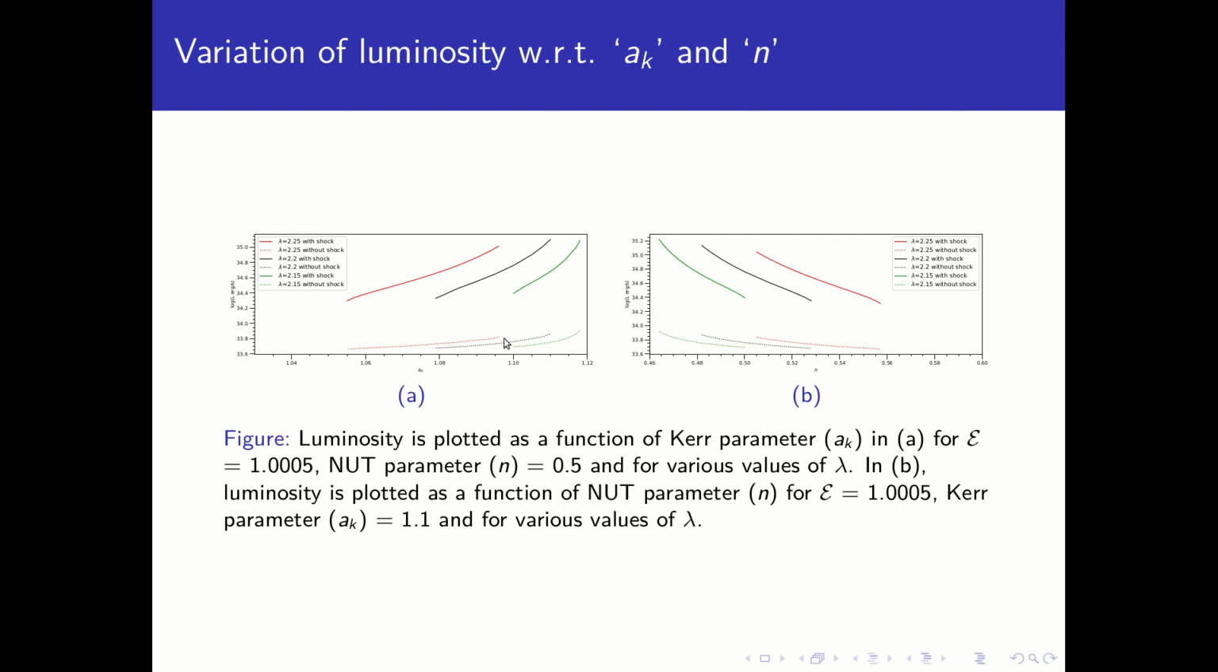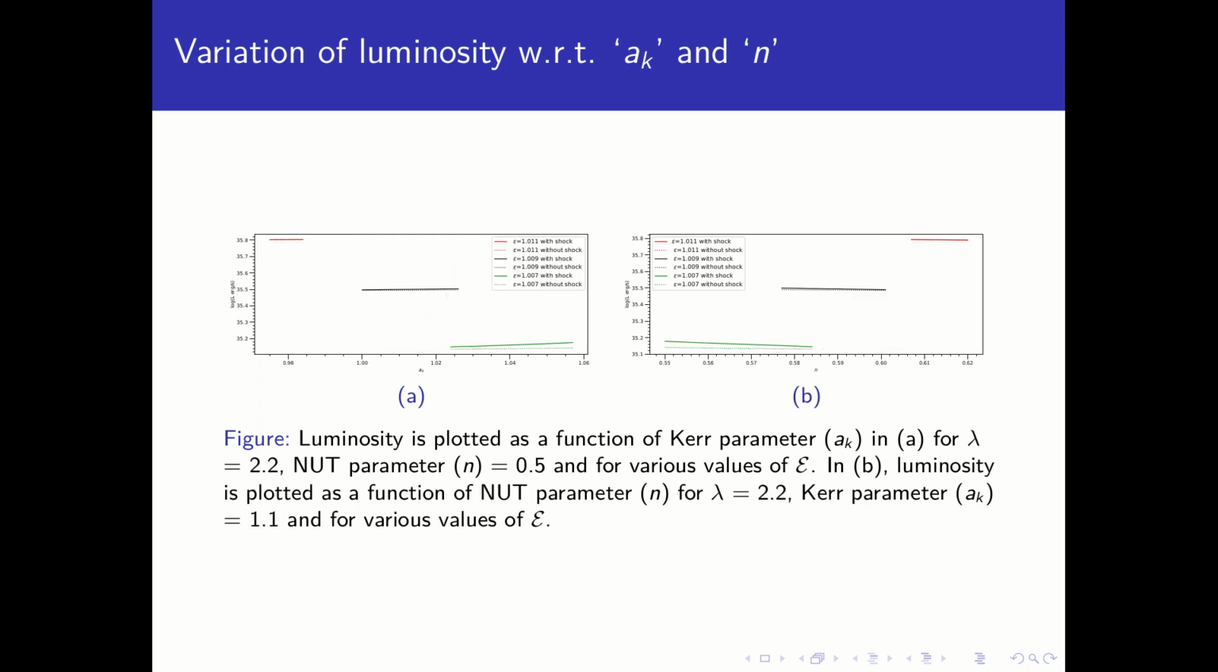Here we also plotted the luminosity with A_K and here the luminosity with the Nernst parameter, and we also compare the shock solution with the solution without shock, and here we plotted for different values of lambda. So we see that to get higher values of luminosity we need the shock solution. Here we plotted the same thing for different values of energy, and we can also conclude that for the shock solution we get higher luminosity than without shock, and the behavior due to the Kerr parameter and Nernst parameter is also opposite.